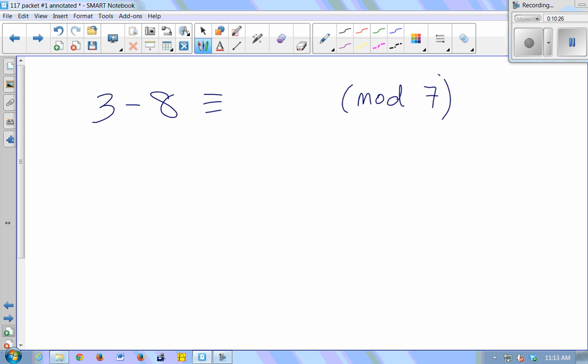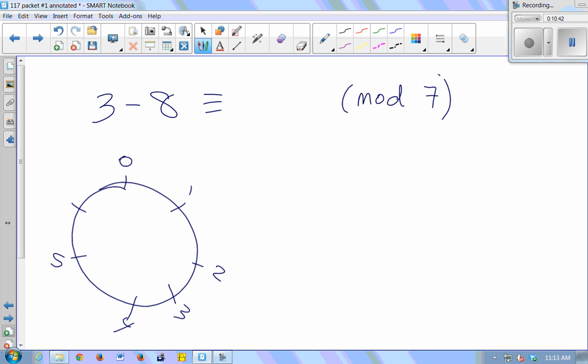3 minus 8 in mod 7, we could draw ourselves a clock that has 7 hours on it. We start at 0, and we have to then put 1 through 6. 0 through 6 would be 7 hours. 2, 3, 4, 5, 6. Okay, so we start at 3, and then you go backwards 8 hours. 1, 2, 3, 4, 5, 6, 7, 8, and you land at 2.